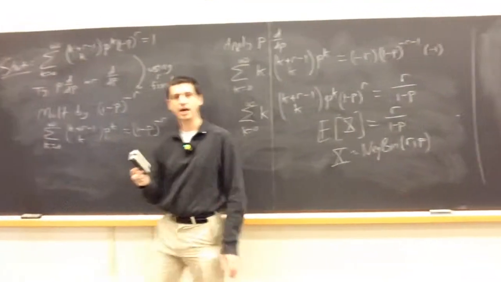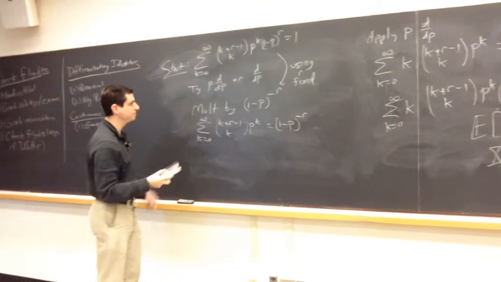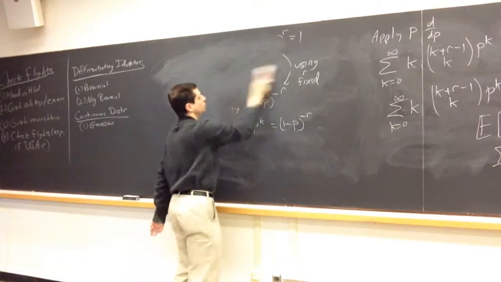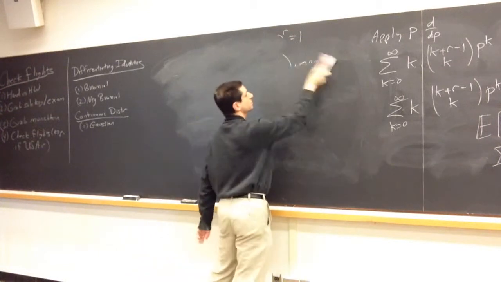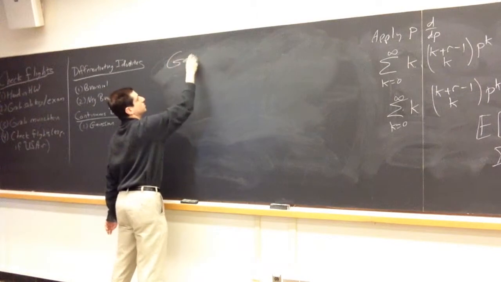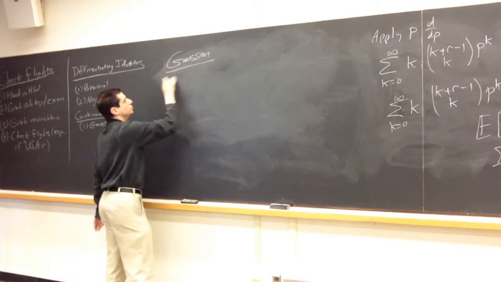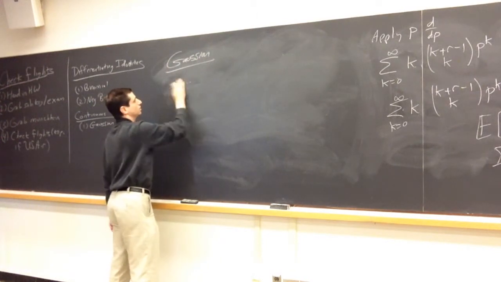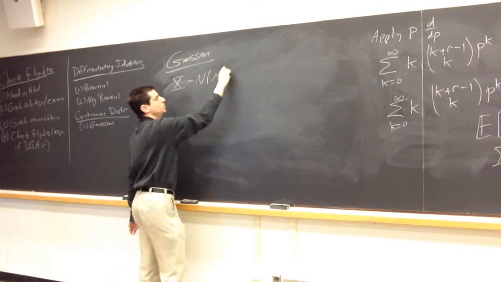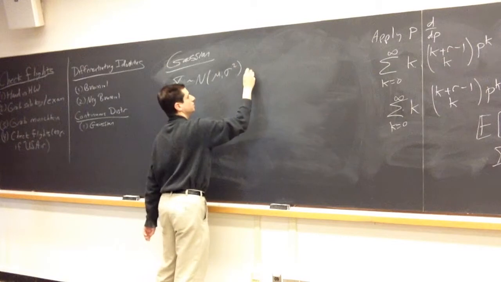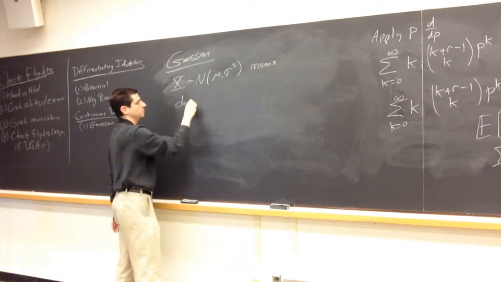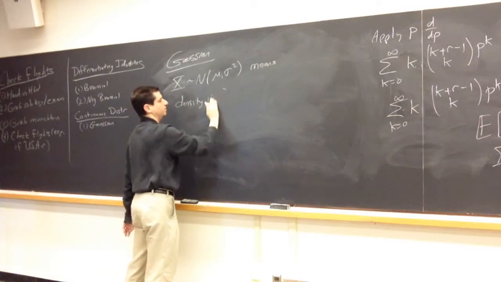Okay, so now it's time to move to the Gaussian. So it's time to finally move to a continuous distribution today. We've done a lot of discrete distributions. So Gaussian. We say x is a normal variable with mean mu and variance sigma squared, means the density is the following.